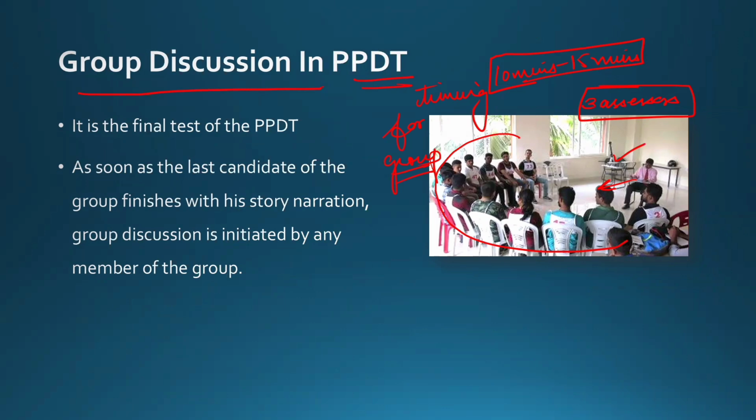All right. So इस केस में आपको परेशान नहीं होना है कि पता नहीं क्यों मुझे असेसर ने बीच में ही रोक दिया है. You have to show your full confidence while you are narrating and while you continue with the group discussion. So group discussion होगा final test PPDT का. As soon as the last candidate of the group finishes his story narration, group discussion is initiated by any member of the group. ठीक है, कोई भी कैंडिडेट स्टार्ट कर सकता है. ऐसा नहीं है कि चेस नंबर 1 को ही स्टार्ट करना है. You have to grab the opportunity to initiate group discussion.